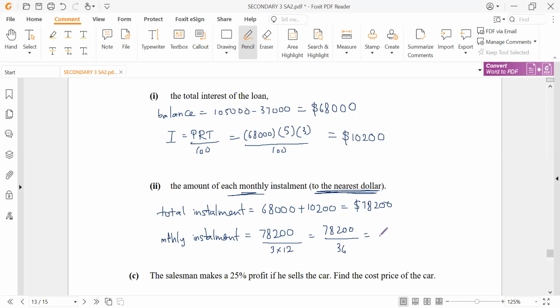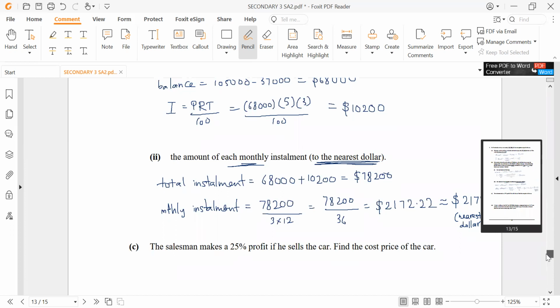And that will be 2172.22. Remember, round off to the nearest dollar, not to two decimal places. It's $2,172 to the nearest dollar. So in other words, he will still have to pay, even though he pays by hire purchase or monthly installments, he still has to pay about $2,000 per month. All right.